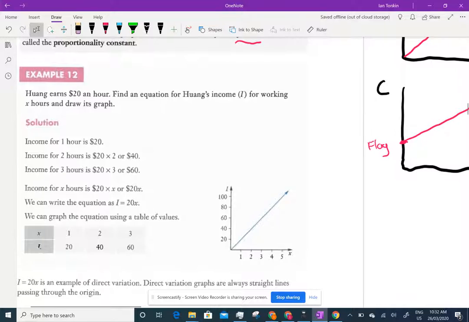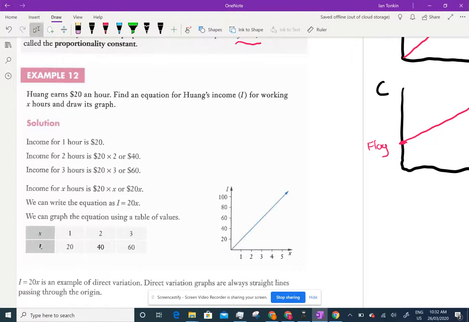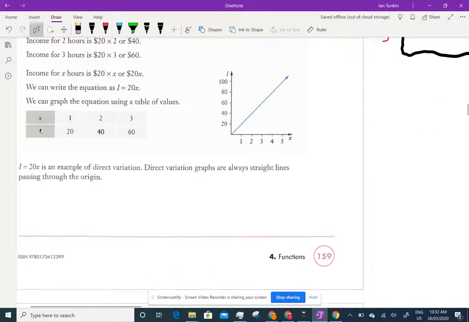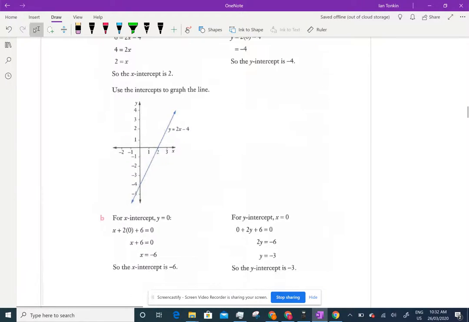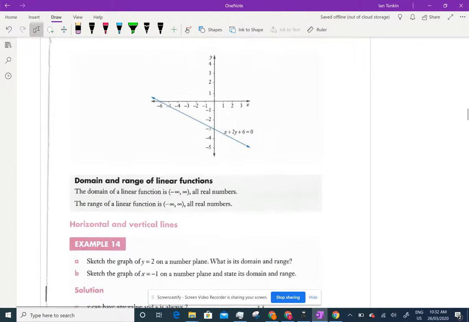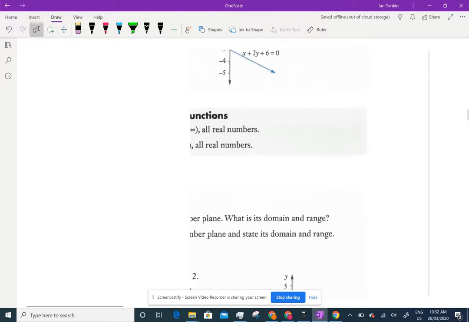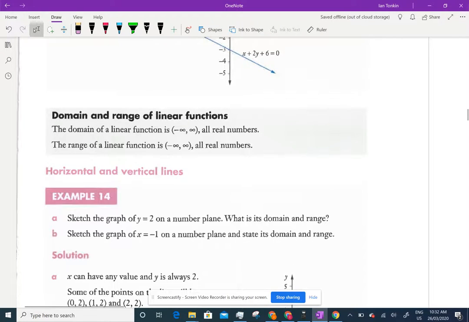And there's one there. There's Huang's $20 per hour, and the income versus the number of hours, which is a nice, easy, direct proportion. Now, let's have a go at some of these questions. Oh, no, the other new thing, we have interval notation, but we've already talked about interval notation.